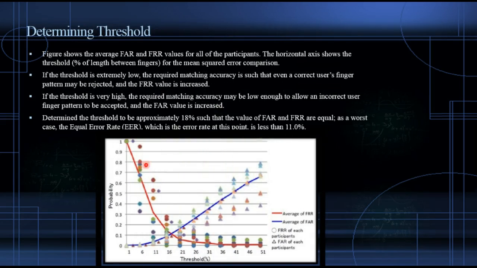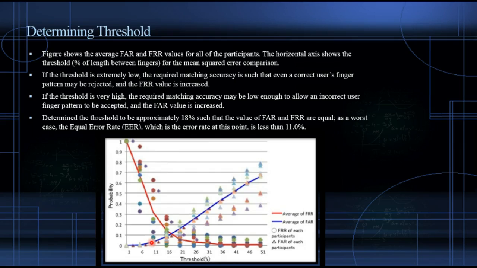And a graph is drawn out of those results. From this is the FAR and this is the FRR. So from this we need to calculate the threshold. The threshold shouldn't be too low, because in that case even a correct user's finger will be rejected. And if the threshold is too high, an incorrect user's fingerprint will be accepted.